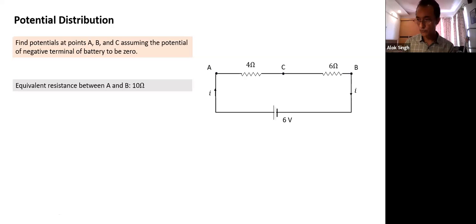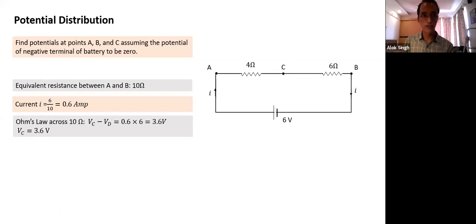I'm happy that the first person I asked has answered. One way of calculation would be to calculate the equivalent resistance between A and B, which is 10 ohms. Then I calculate the current, which is 0.6 amperes. I can apply Ohm's law across each resistance. Across these two, VC minus VB is current times resistance, which is 3.6 volts, so the voltage at C is equal to 3.6.